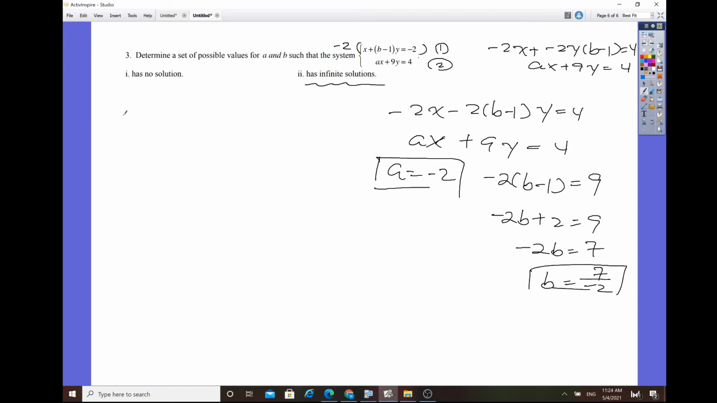Well, if this one has no solutions, that means these two equations cannot be equal. If they're not equal, one thing we can find out is that a cannot be -2. So a could be any other number besides -2, from -infinity to -2, or any number from -2 to infinity. And then b could be any number from -infinity to -7/2, and then -7/2 to infinity.